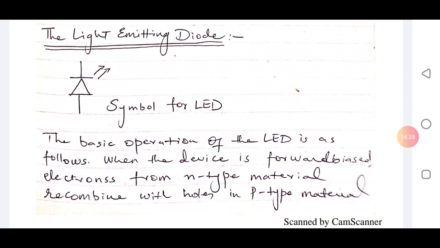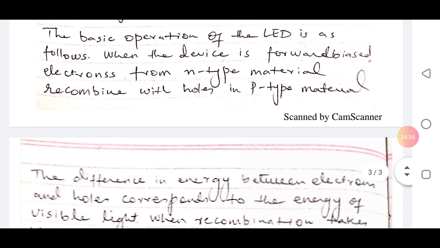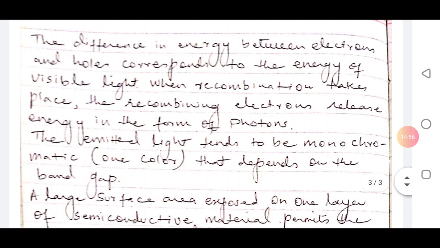So when the configuration is forward bias, electrons from n-type material come and combine with holes in the p-type material, and this is the basic operation of an LED. The difference in energy between electrons and holes corresponds to the energy of visible light. When recombination takes place, the recombining electrons release energy in the form of photons.